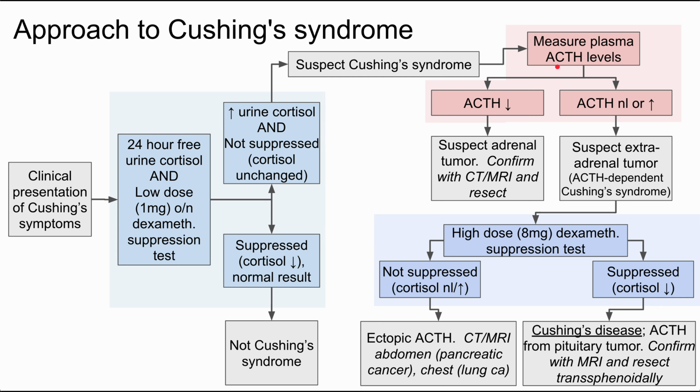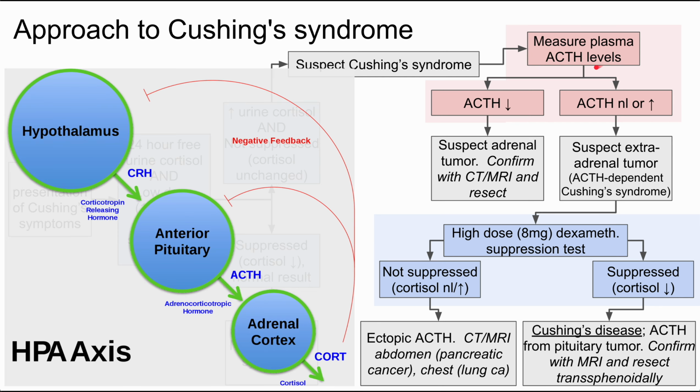First thing you do is the ACTH levels. If the ACTH is low, you suspect it's an adrenal tumor because the problem isn't the anterior pituitary, the problem is the adrenal cortex. If that's the case, you can just confirm it, resect it, remove the erroneous adrenal tumor. If the ACTH is normal or high, then it's either the anterior pituitary that's the problem or some exogenous ectopic source of ACTH. You differentiate those two using the high-dose 8 mg dexamethasone suppression test.